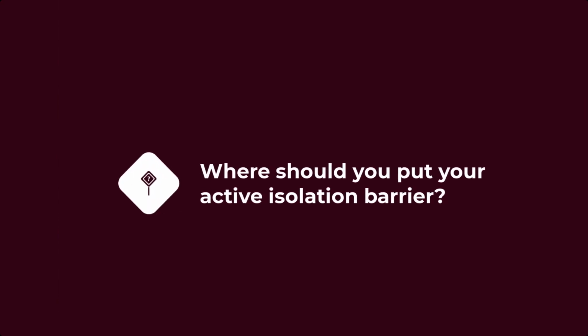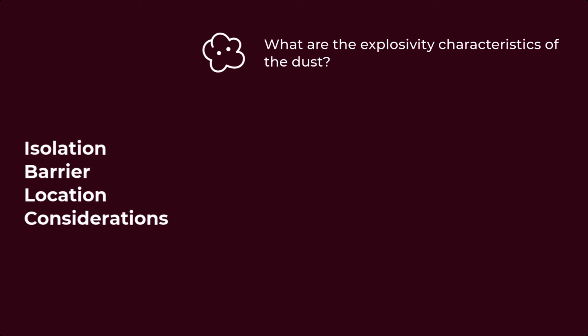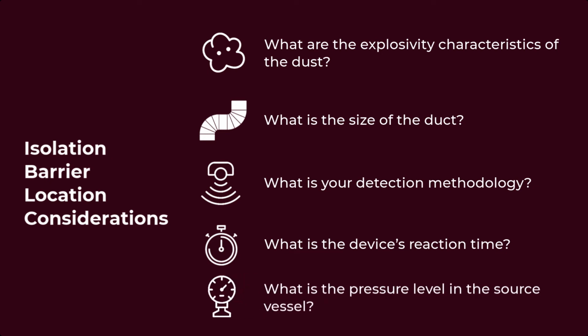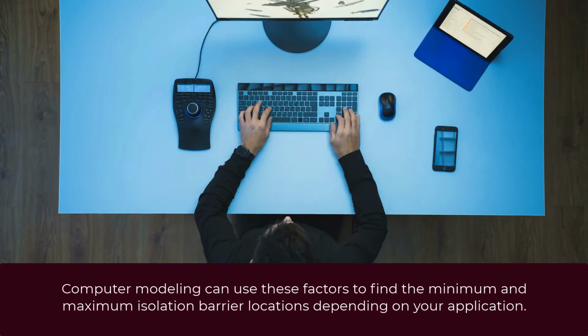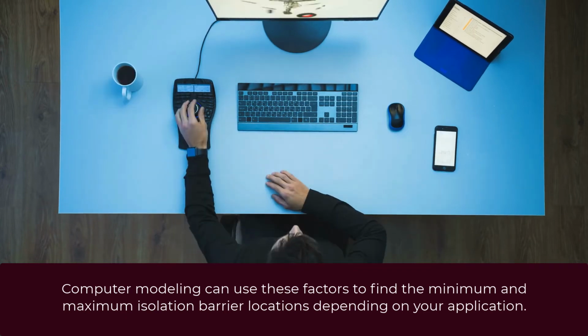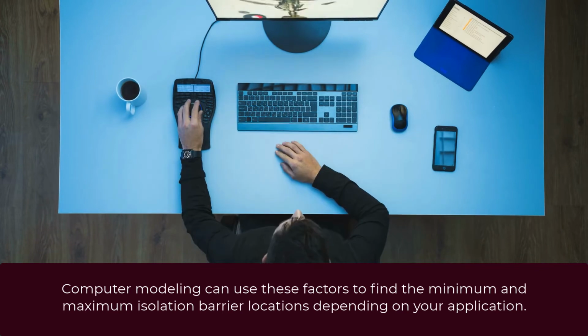Determining where the active isolation barrier should be located requires consideration of a number of factors, including the explosion characteristics of the dust, size of the duct, detection methodology, reaction time of the isolation device to fully create a barrier, and the reduced pressure in the source vessel. Computer modeling often uses these parameters to determine minimum and maximum isolation barrier locations for each specific application.